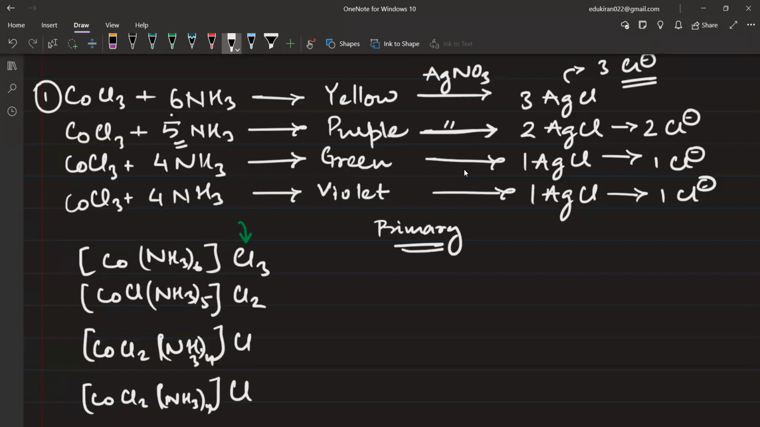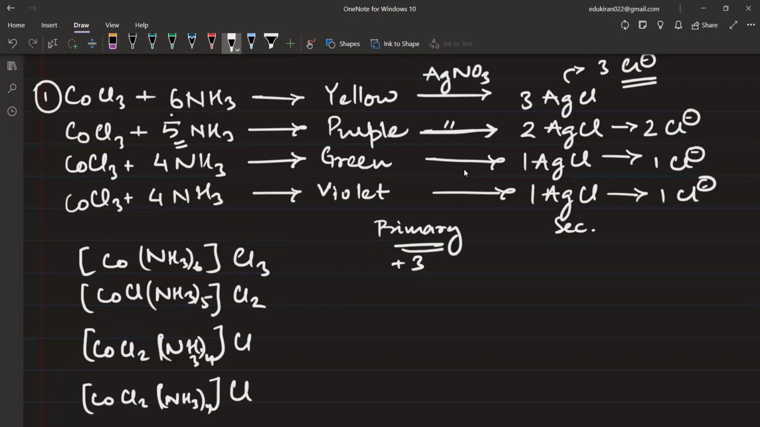For primary valency, cobalt you can take as X. NH3 is neutral, that is why it is 0. And chlorine is going to be -3, because each chloride ion will have a negative charge; 3 chloride ions will give you 3 negative. Now this will completely be equal to what? If I add X plus 0 plus 3, it will be equal to 0. That means X will be equal to +3. So in the first case also, X is equal to +3.